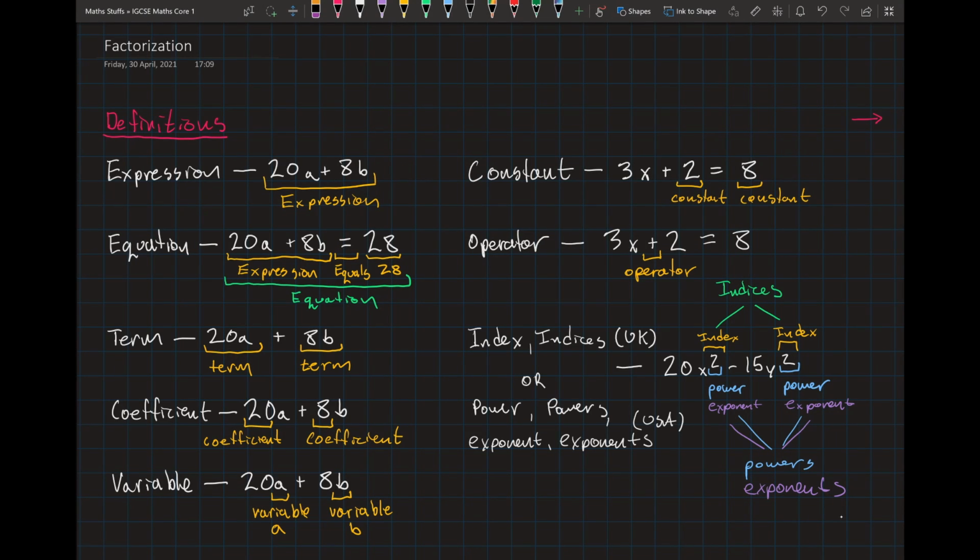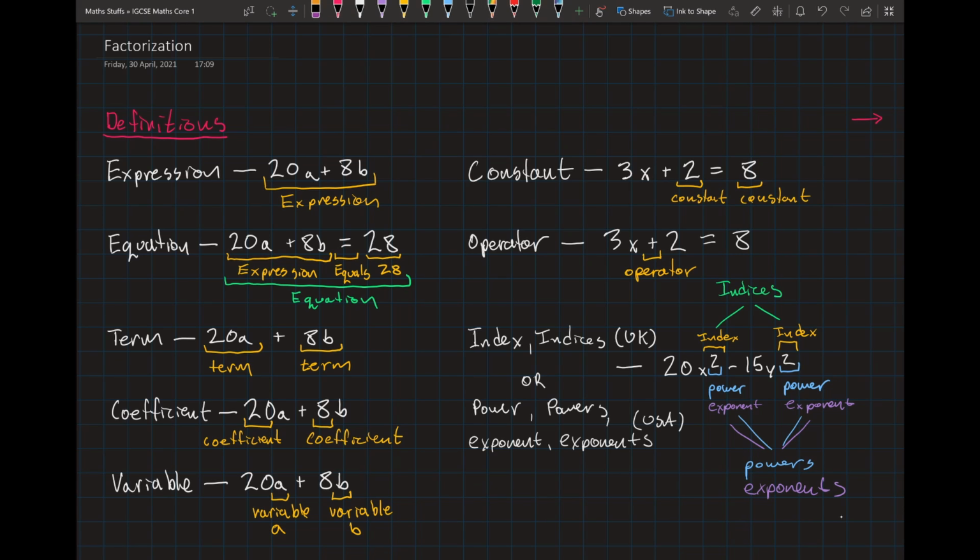Alright, so this lesson is going to be about factorization. We're going to start with a rather long list of definitions. I generally don't like to have this many definitions for one lesson because I feel like it turns people's brains off. Anyway, we've got expression, equation, term, coefficient, variable, constant, operator, and then this super complicated one right here, index or indices plural, and then power or powers, or exponent and exponents plural.